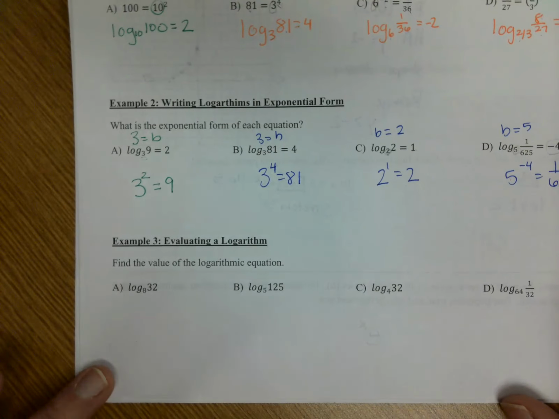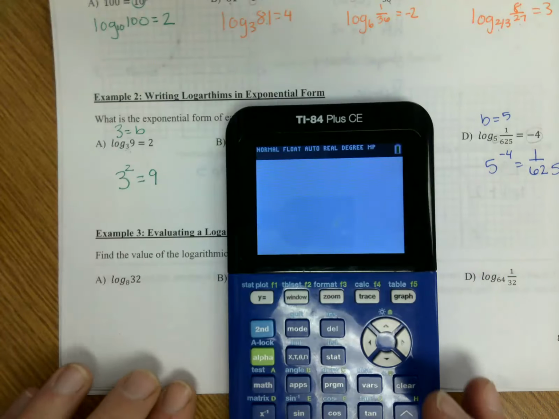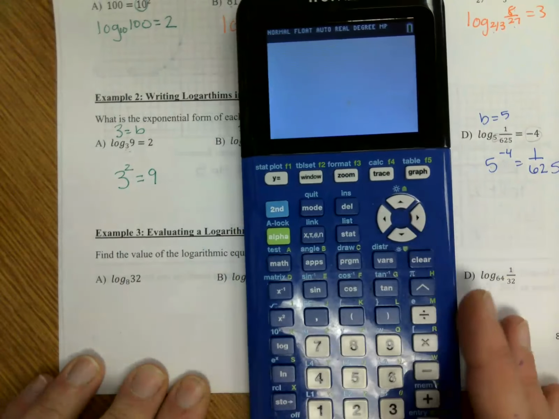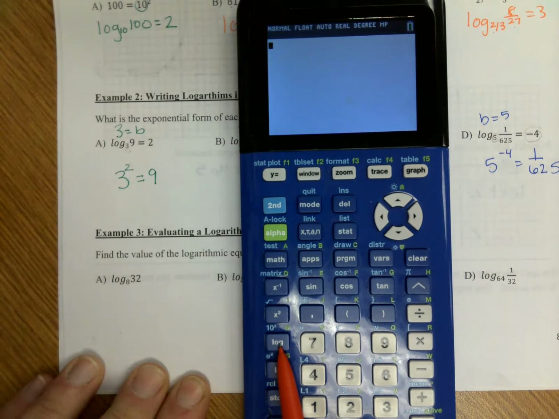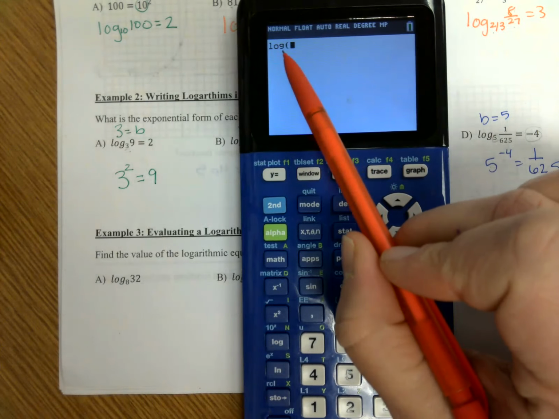So now we're going to be evaluating. So a couple of things that we can do here. I will show you how to do this in your calculator. There are 2 different ways that you can do this in your calculator. First, when you're looking at your calculator, you have a log button right here. You have to be careful though, because when you type this log button, notice how no number pops up.